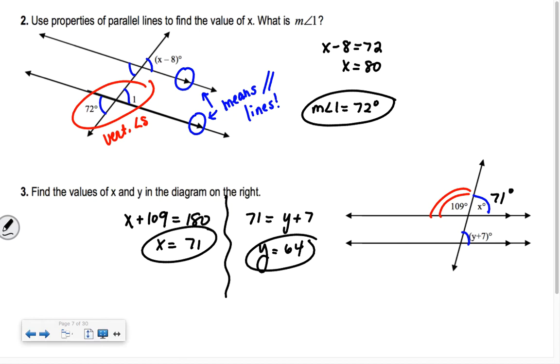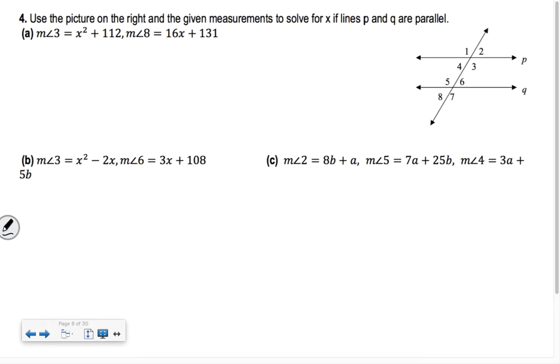Okay, so they could be more complicated than that, but that's a pretty basic example with both x and y. Still feeling pretty good about this? All right, so it says use the picture on the right and the given measurements to solve for x if lines P and Q are parallel. Okay, so a little bit more complicated.